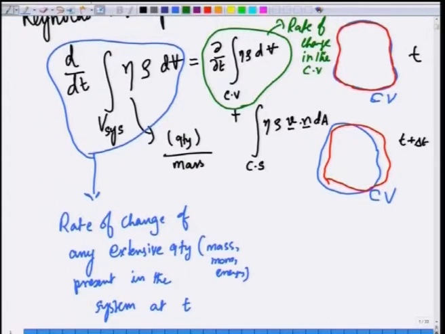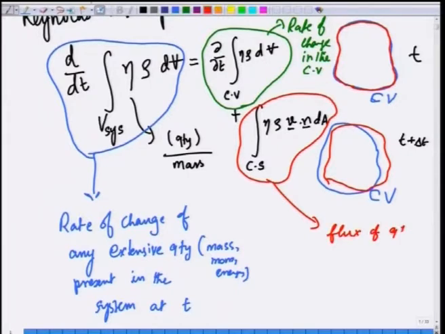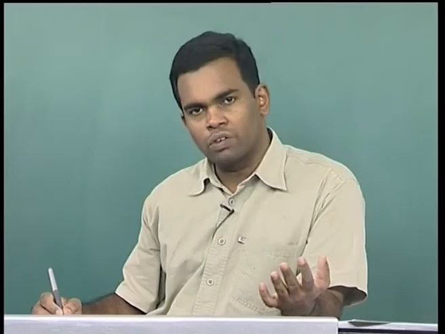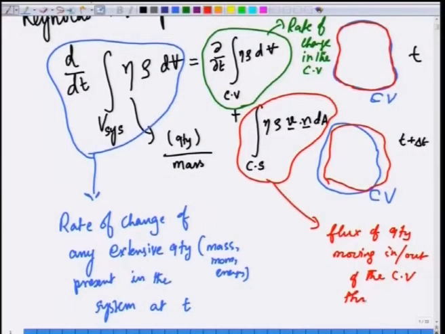By virtue of this flow in and out of the CV, there are fluxes of quantities inside and outside the CV, and that is this quantity. So, this is the flux term. So, this is a flux of quantity moving in or out of the CV, as the CV is visible to the outer surface through the control surface.